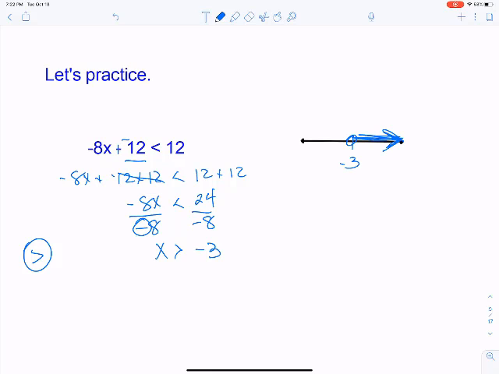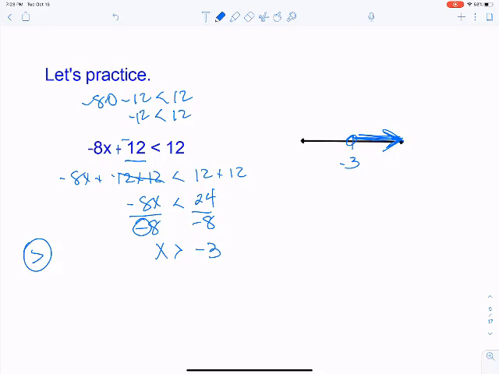Well, again, one of the values is 0, so I can use that to check it. So negative 8 times 0 minus 12, or plus negative 12, is less than positive 12. So negative 8 times 0 is 0. Minus 12 gives me negative 12 is less than positive 12. Is that a true statement? Yes, it is. All right, and that's how we solve two-step inequalities.